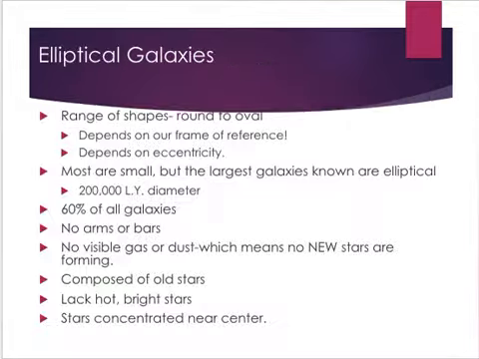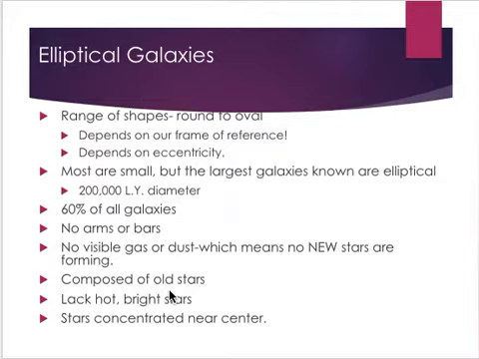So the next kind of galaxy we're going to talk about is the elliptical galaxy. From what we already studied in Kepler's laws, they can be very ovalish, they can be very circlish. It depends on our frame of reference, if they're tilted or not to our frame of reference, and also because of their eccentricity. Most of them are small, but some of the largest known galaxies are elliptical. They make up 60% of all of our galaxies. Their main defining features: they're round, they don't have arms or bars, and they are composed of old stars. So on your notes, you would write old where it says age.